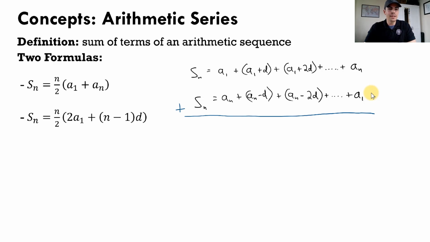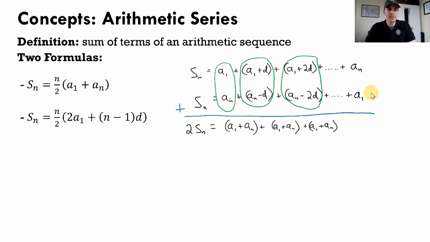When I add these together, on the left-hand side I get 2 S sub n. On the right-hand side, you'll start to see a pattern. I've got a sub 1 plus a sub n here. If I add my next two terms, I've got a plus d and a minus d, so those cancel out, and I'm left with a sub 1 plus a sub n again. Then I've got a plus 2d and a minus 2d, so those cancel out again, and so on and so on. My very last term would be a sub n plus a sub 1 again.